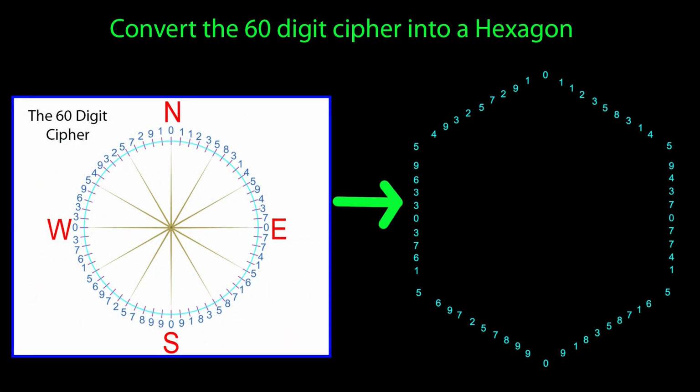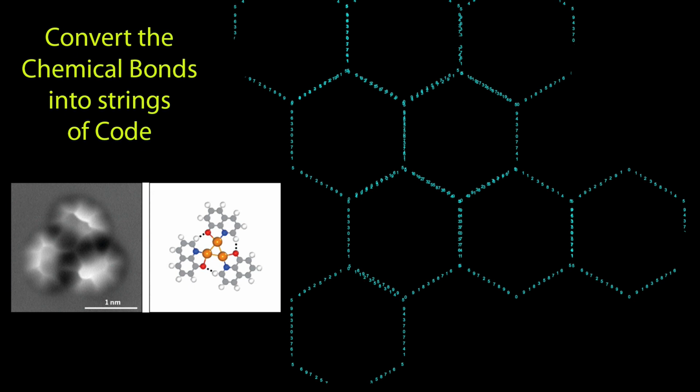If we take the Fibonacci 60-digit cipher from the first video and convert that circle into a hexagon, I will explain this conversion later. If we take the resulting hexagon and use this to build those chemical bonds, we can now convert those atomic bonds into a string of code.